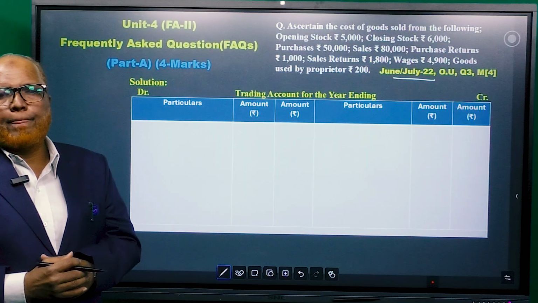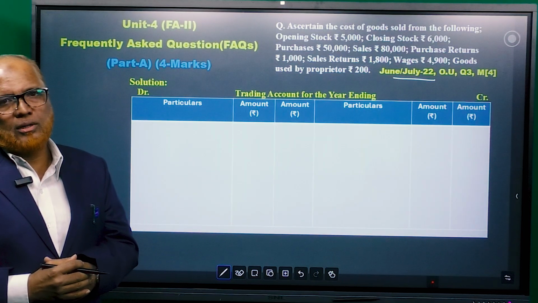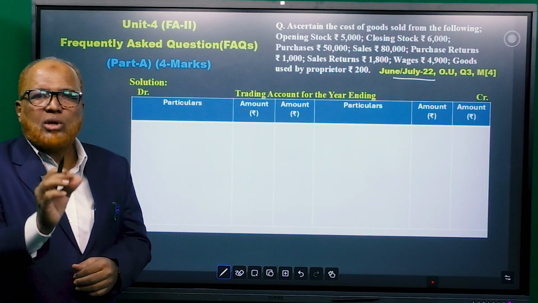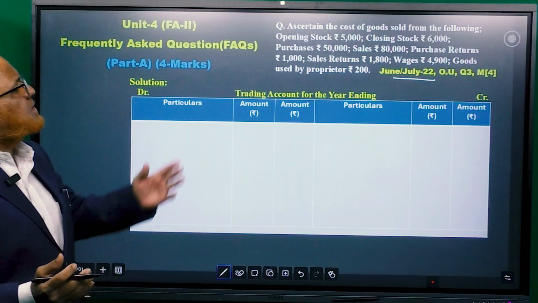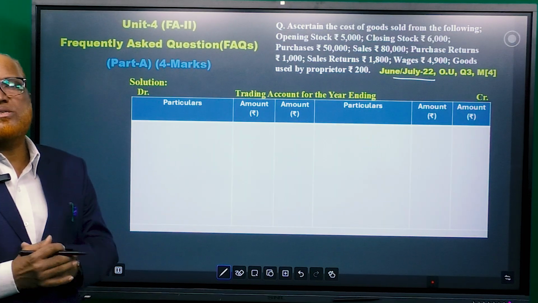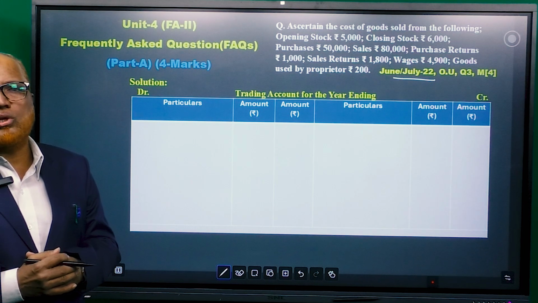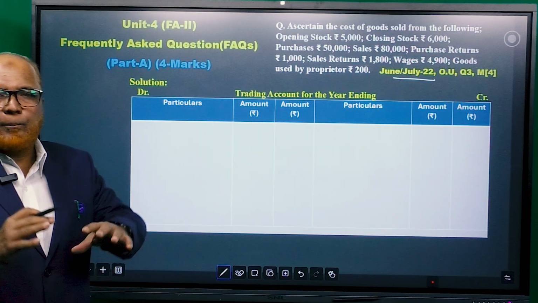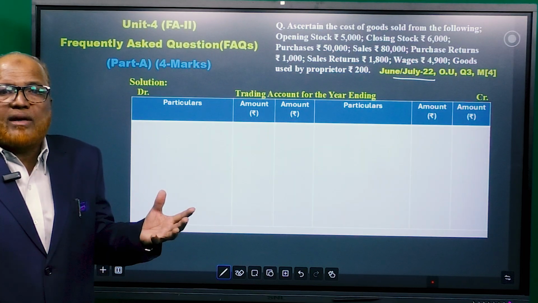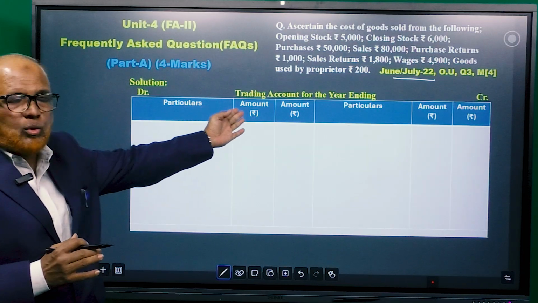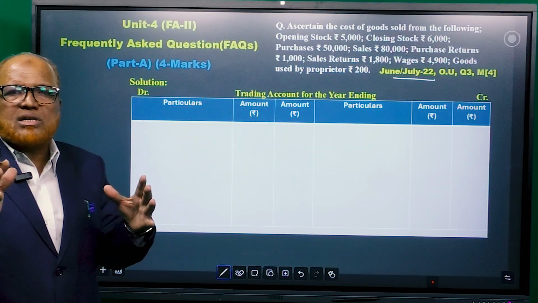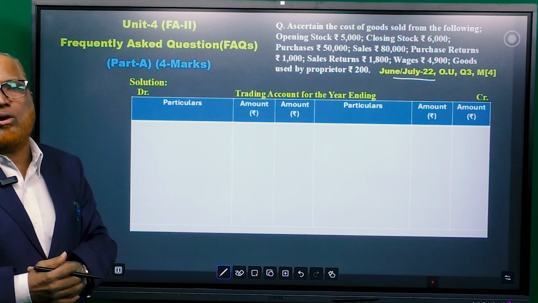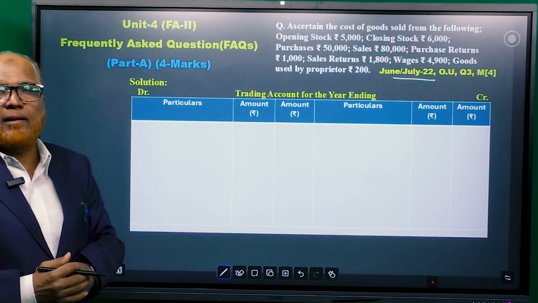So this question is regarding calculating the cost of goods sold. Remember the formula, cost of goods sold is equal to sales minus gross profit. But here sales are given, but gross profit is not given. So we need to find out the gross profit. This we can do by preparing trading account. The purpose of preparing trading account is to find out the gross profit. So first time we are doing the problem on trading account. This type of problems are frequently asked in examination. So be perfect on how to find out the cost of goods sold by preparing trading account.